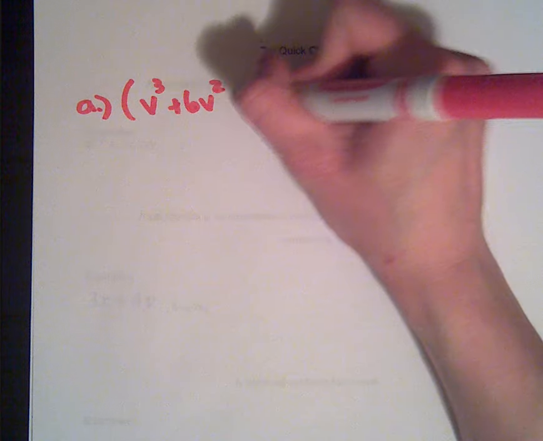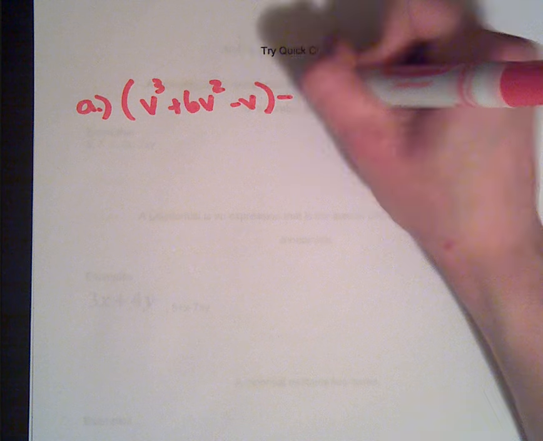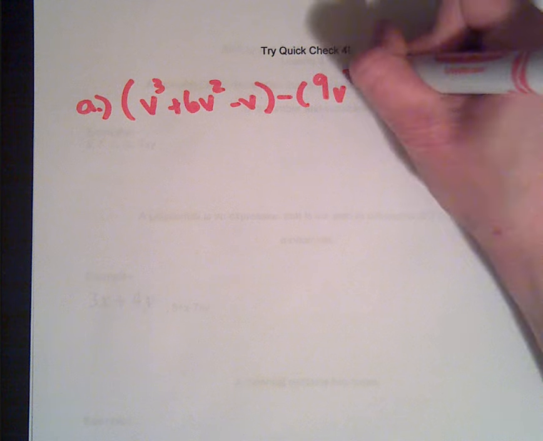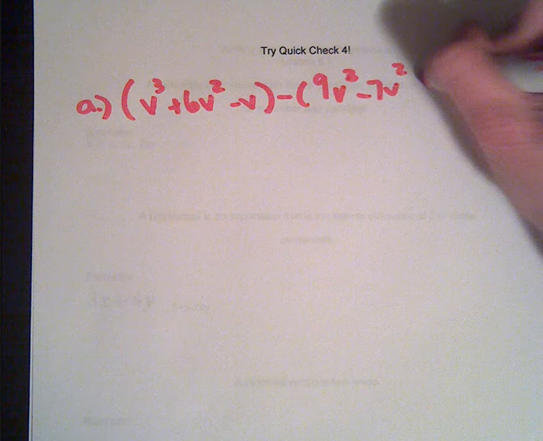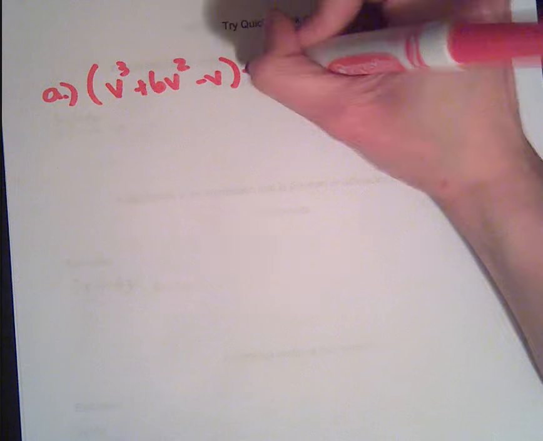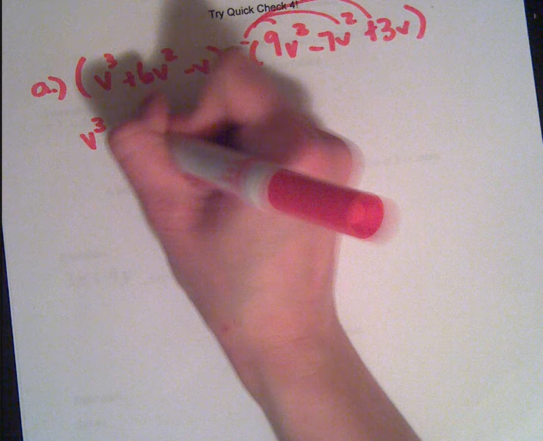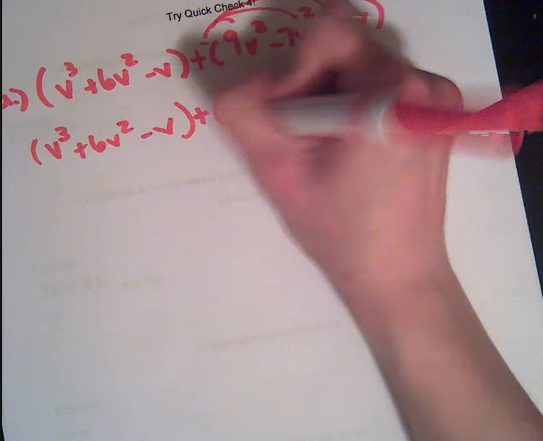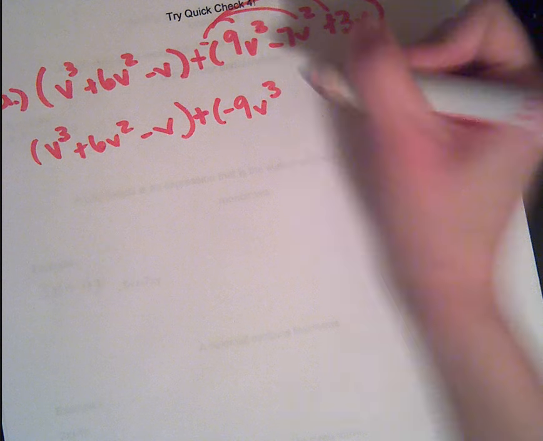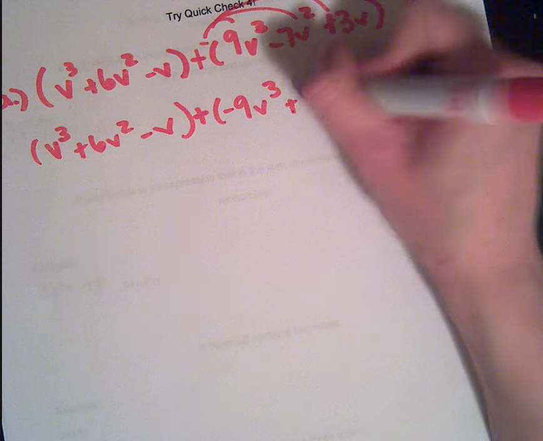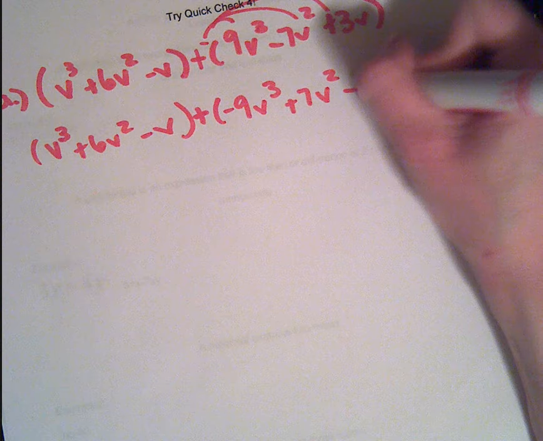A, we have v to the third plus 6v squared minus v minus 9v to the third minus 7v squared plus 3v. So again, what I'm going to do is turn this into plus a negative and distribute that negative to everything. So this becomes v to the third plus 6v squared minus v. Plus, now that's going to be a negative 9v to the third. It's going to become a positive 7v squared, and it's minus 3v.